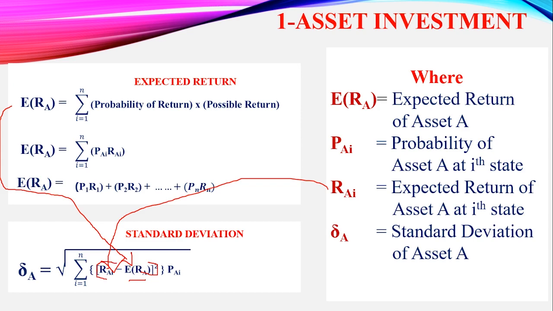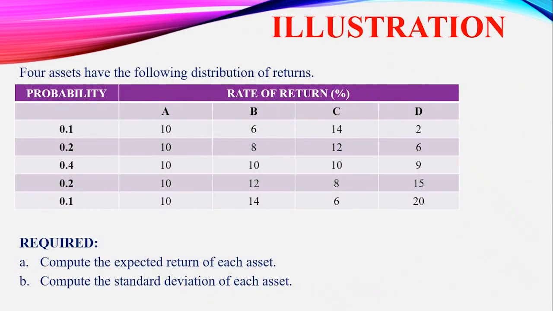Once you subtract, you square that, and then you multiply it by the probability at that state, which we called the probability of AI. Maybe we are going to see this clearly when we look at an illustration, but basically these are the formulas you use to evaluate a single asset in an investment. Let's look at an illustration. Maybe it is going to help us understand better.